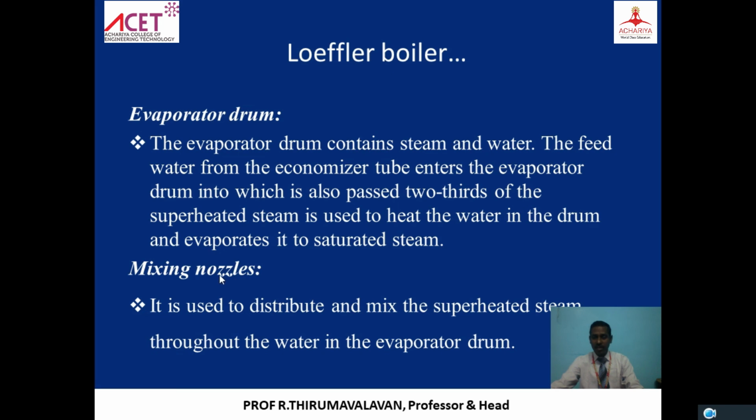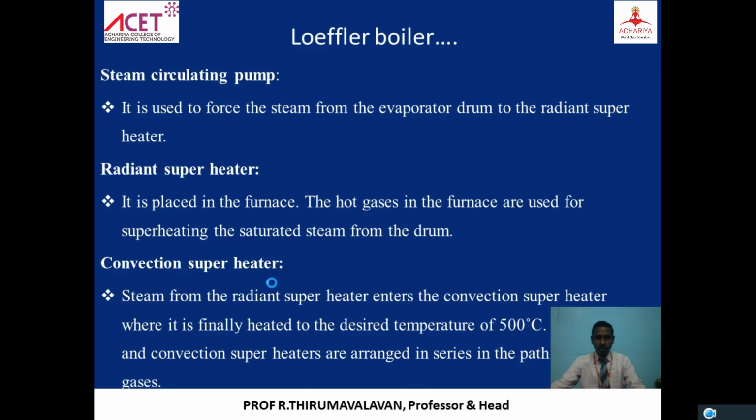Right, the mixing nozzle. The mixing nozzle mixes the water with the steam, giving thorough mixing in the evaporator drum. Next is the steam circulation pump, which sucks the wet steam from the drum and forces it from the evaporator drum to the radiant superheater. In the radiant superheater, the heat is transferred by radiation. No medium is required. It is placed in the furnace itself, near the combustion chamber.